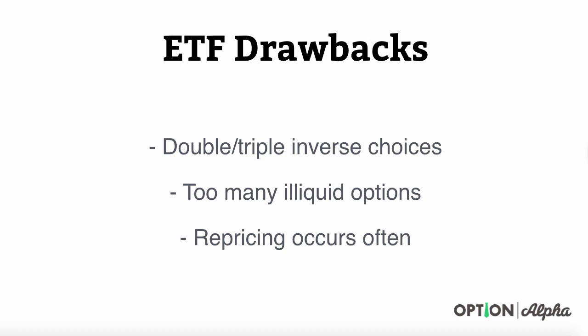And number 3 is that repricing often occurs. And what we tend to see is that in some of these double or triple inverse ETFs, when the security gets so low that it becomes almost non-tradable, they'll reprice it back up to a higher level, kind of reset the clock all over again. And so that just creates a lot of confusion with some of your positions and some of the strike prices that you have, and definitely creates a lot of capital requirement issues, because now you're trading a stock that's 10 or 5 times higher than where it was before. So that's a major drawback that you don't see with stocks or indexes.